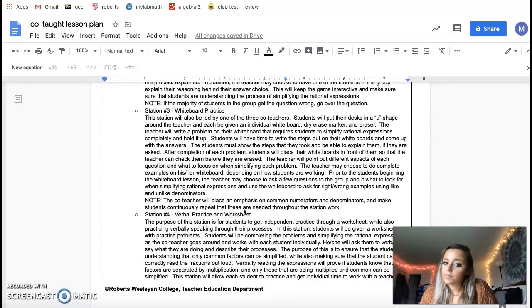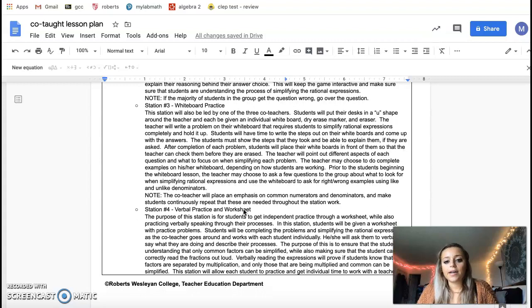This station will also be led by one of the 3 co-teachers, and students will put their desks in a U shape around that teacher and be given an individual whiteboard, dry erase marker, and an eraser. The teacher will write a problem on the whiteboard that requires students to simplify rational expressions completely, and students hold it up in front of them for the teacher to see after they finish. They have to show each step so that the teacher can see what they were thinking, and they have to explain them if they're asked.